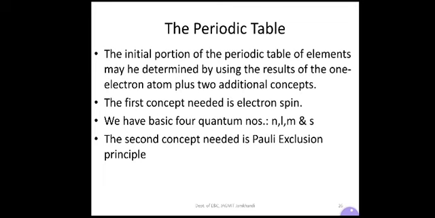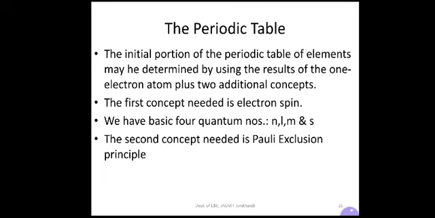The electron has an intrinsic angular momentum or spin which is quantized and may take one of the two possible values. The spin is designated by a quantum number S, which can take a value of S equal to plus or minus half. So we have basic four quantum numbers, namely N, L, M and S.